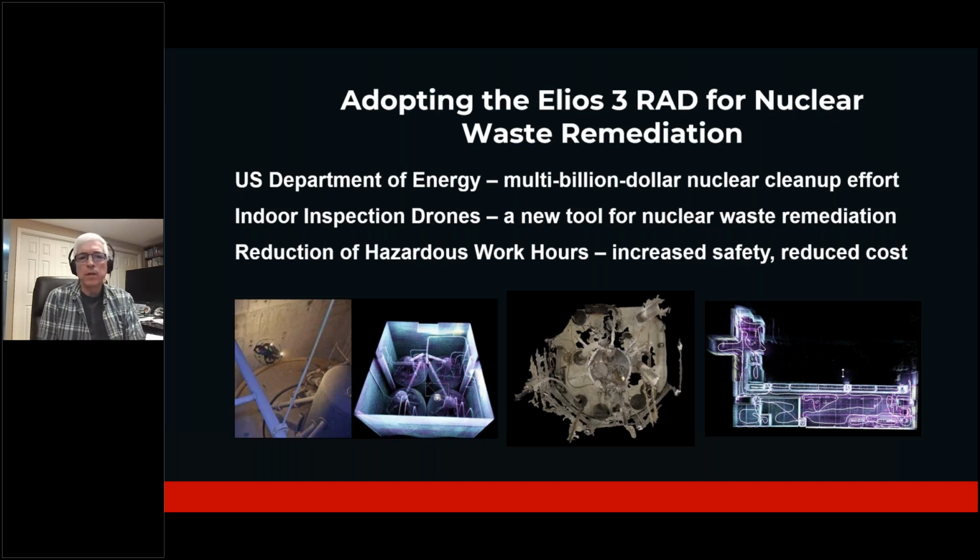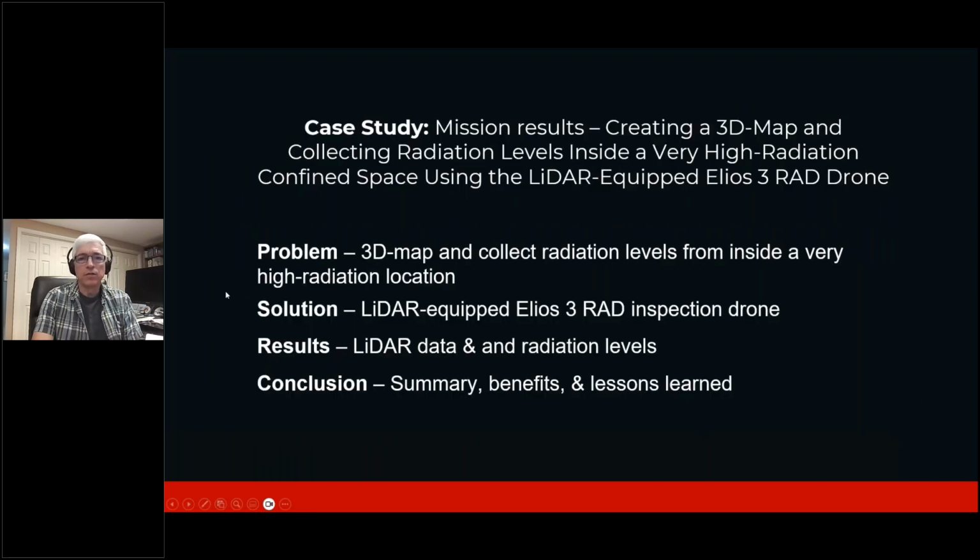So it's all about reducing hazardous work hours for humans. And if we reduce the number of hazardous work hours by allowing an indoor inspection drone to do the work for us, then that is a direct correlation to increased worker safety, which leads very much to reduced project cost. So adopting the drone was pretty much a given as soon as it was available.